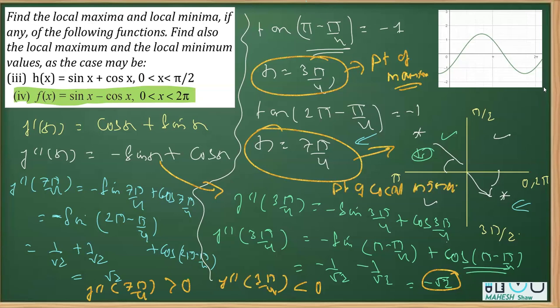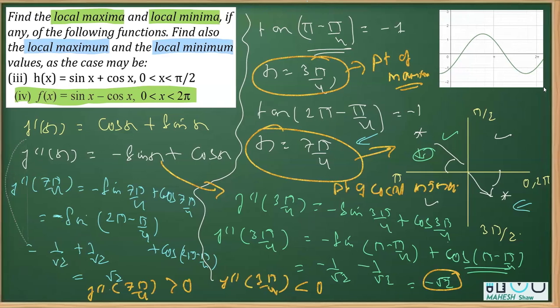So once we have got the local maxima and the local minima, the remaining part is to find the maximum and minimum value. Now we have to find out the local maximum and local minimum value. So for that, I need to erase a part of the screen. Let's say if I erase.